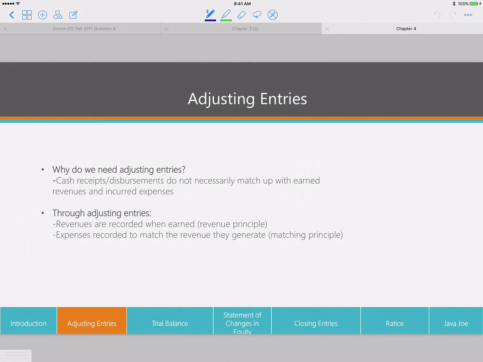So why do we need adjusting entries? As we said, cash receipts and disbursements do not necessarily match up with the earned revenues and incurred expenses, right? The cash does not necessarily equal when it was earned or incurred. So through adjusting entries, revenues are recorded when they are earned under the revenue principle, and expenses recorded match the revenue that they generate under the matching principle. Everything is put in the correct period.